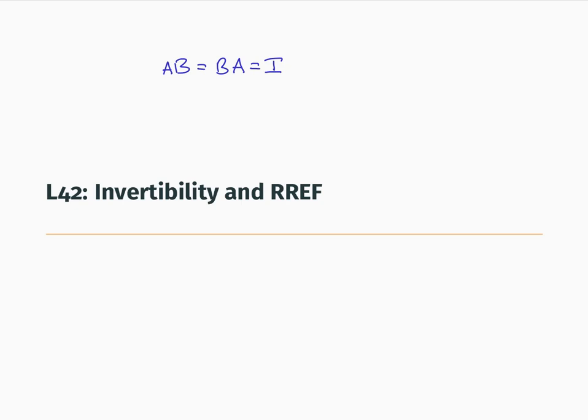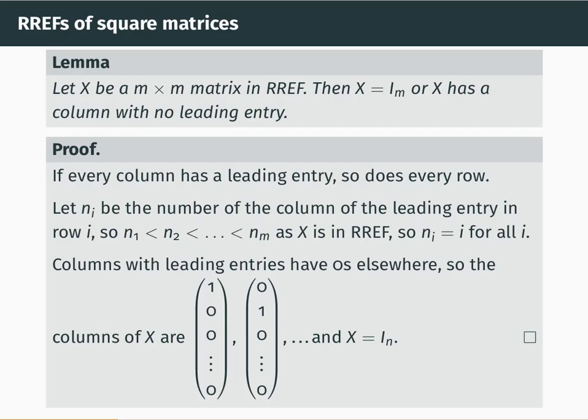In this video, we're going to make this connection between invertibility and row-reduced echelon form. Specifically, what we will do is prove that a square matrix A is invertible if and only if you can get from A to the identity by doing a sequence of row operations. This is quite a complicated result, and we need a few lemmas on our way to proving it. So here's the first one.